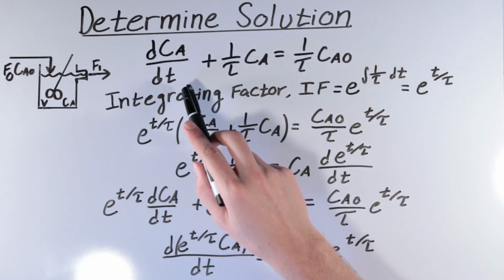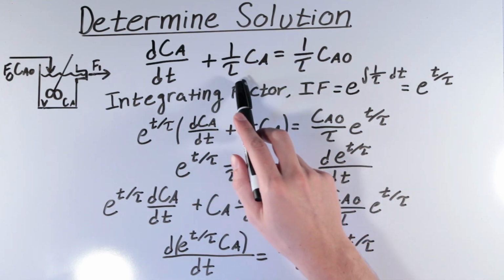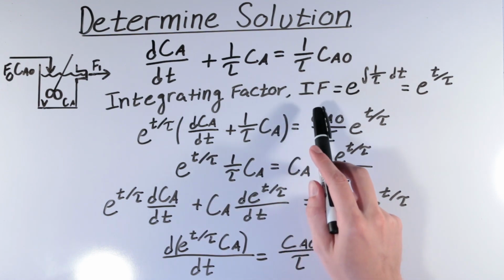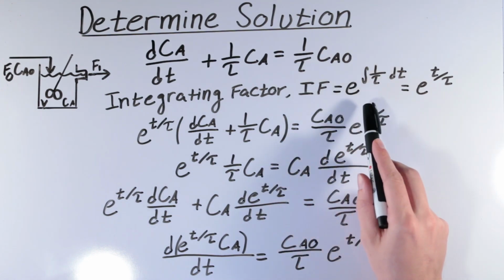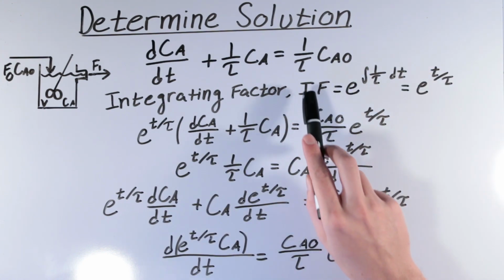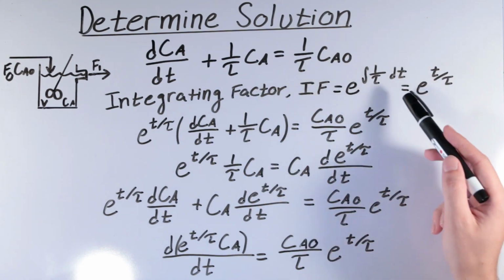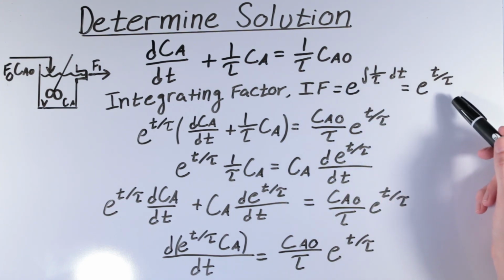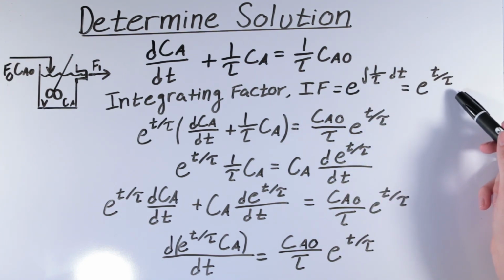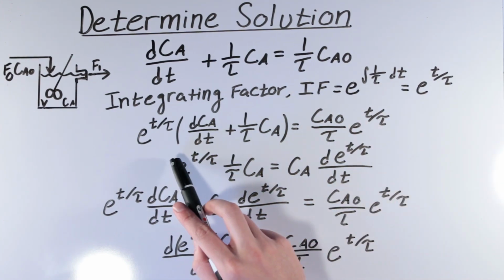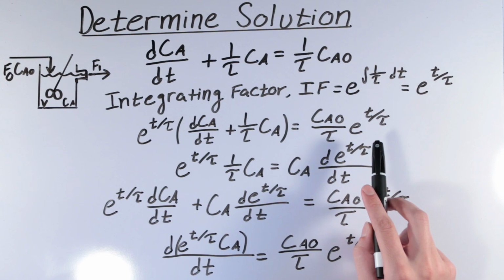Now that the differential equation is in standard form and we've included the time constant, we can apply the integrating factor, abbreviated IF, which is equal to e to the integral of 1 over tau, which is this coefficient, with respect to time. If we work through this integral, we find that it is equal to e to the t over tau. So we take this integrating factor and multiply it to both sides of our differential equation, and that looks like this.